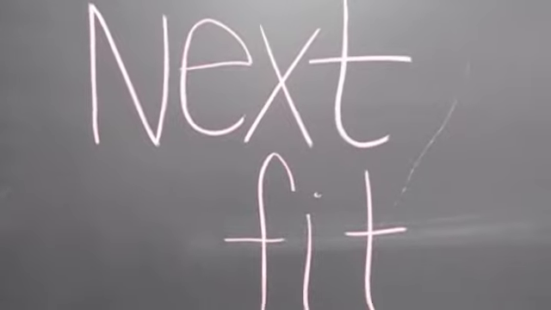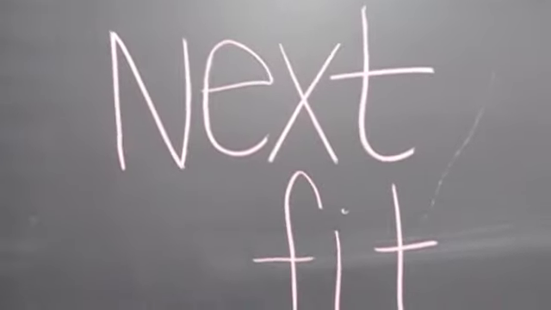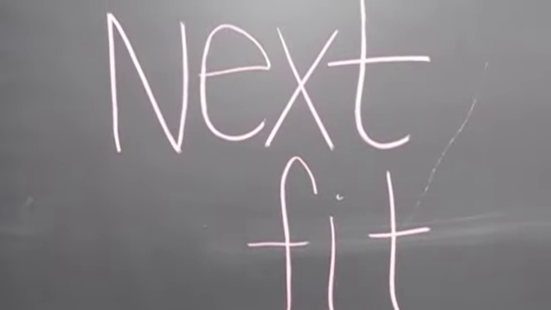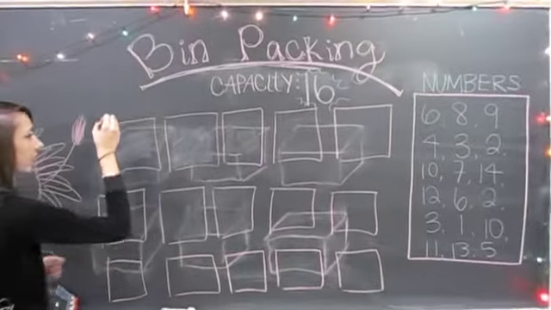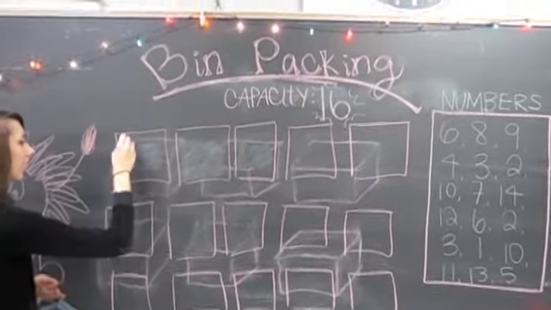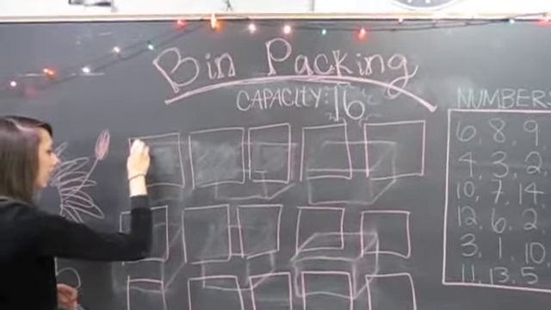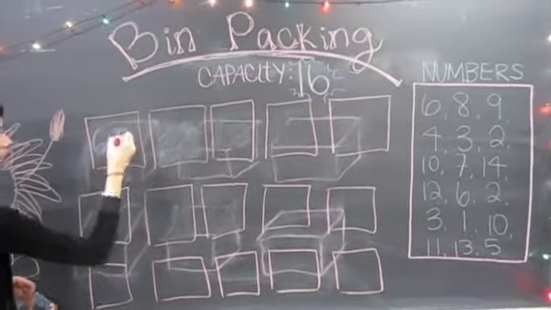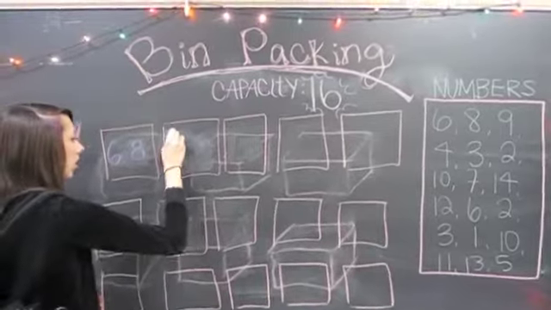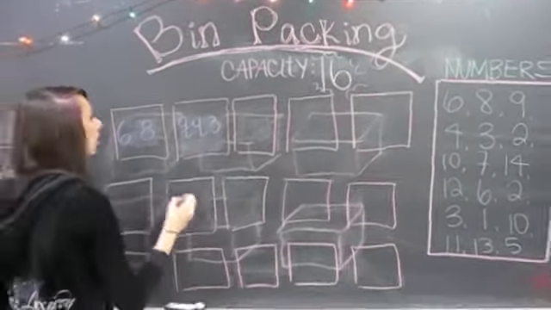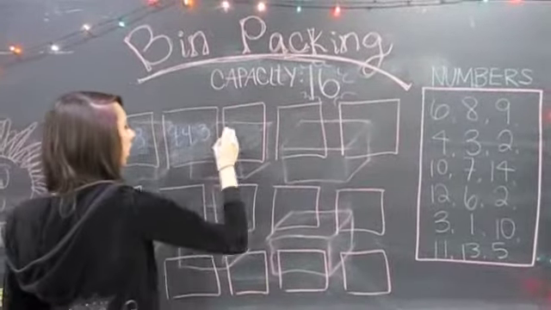Next fit. You'll fill up the bins at hand, and if the item you're on doesn't fit in the bin, then you move into the next bin. Okay, the capacity is 16, so we just take the numbers in order. First one will be 6 and 8. The next one will be 9, 4, and 3. The next one will be 2 and 10.